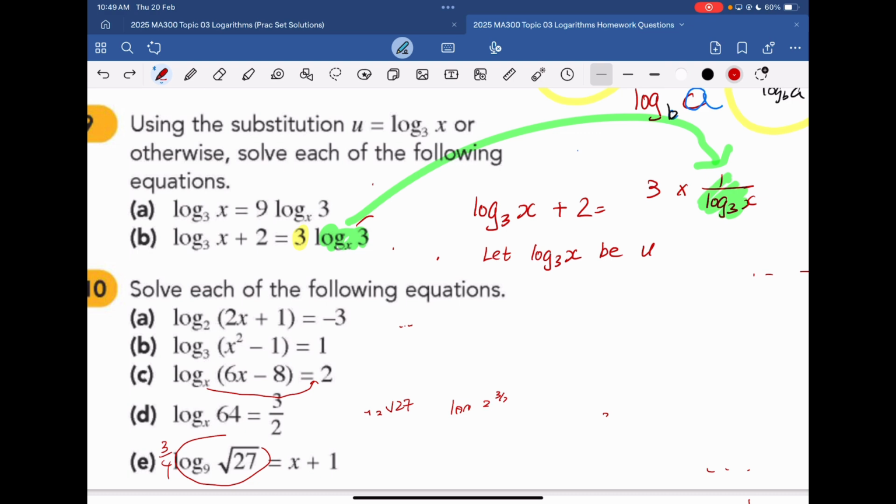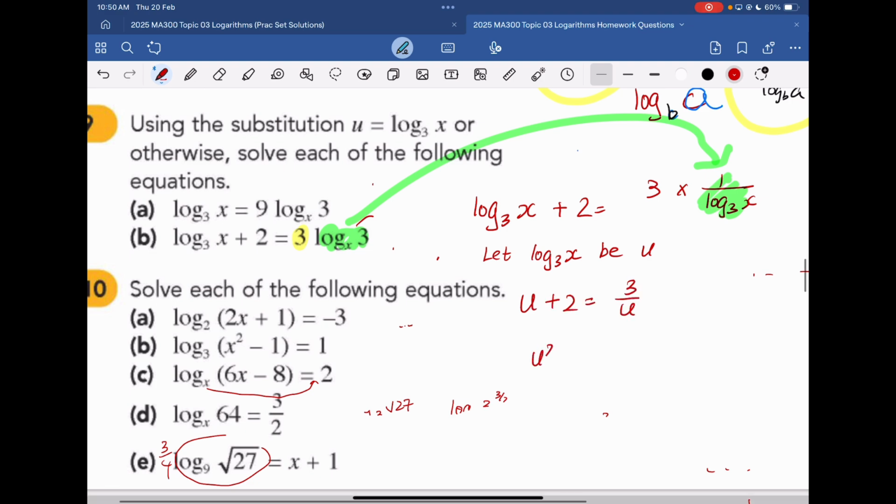I know you all like y. Personally, I choose u. Why? Because x, y are very confusing, coordinates. So personally, I will always choose u. Looks better lah. Textbooks also, you see, they always choose u. So u plus 2 equals 3 over u.